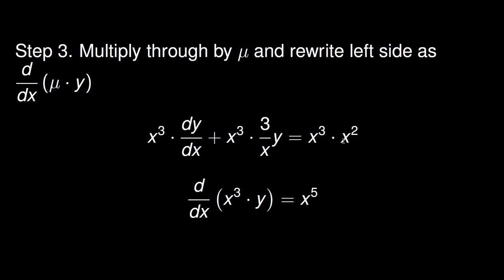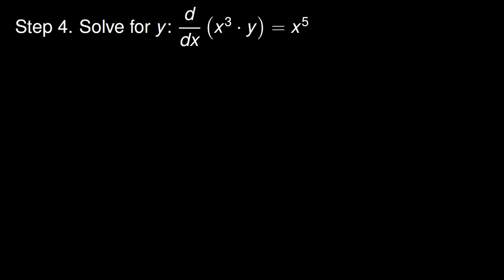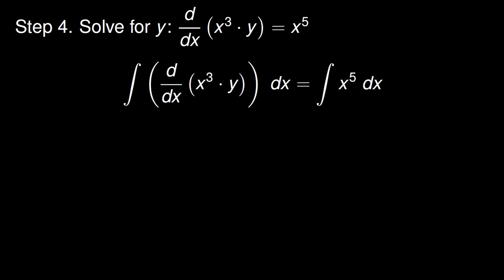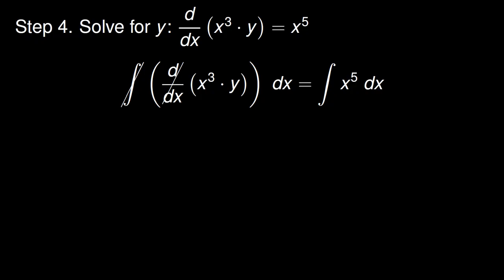Don't forget to also multiply the right side by that integrating factor, giving us x to the 5th. So our final step then is to solve for y. We first integrate both sides, because the integral and the derivative will cancel each other off on the left. So you'll just have x cubed times y on the left. And when you integrate x to the 5th, you get 1/6 x to the 6th plus c.